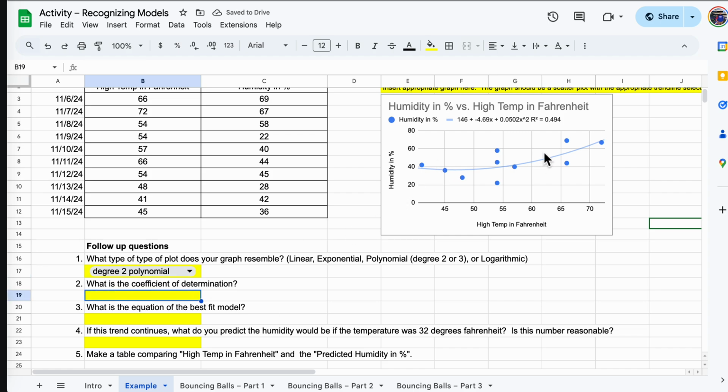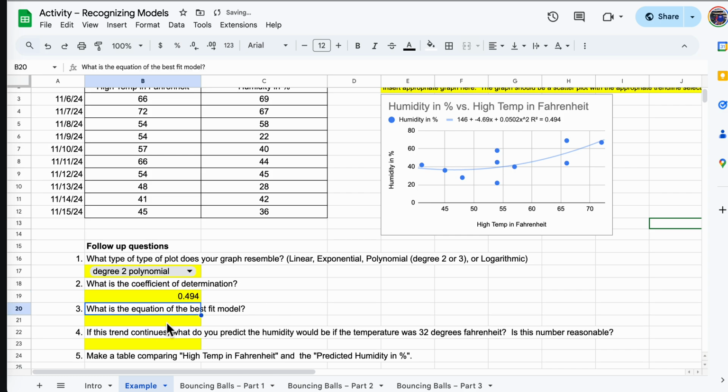The coefficient of determination is your r squared value, so that's 0.494. Not really a strong relationship between the two variables, so we'll just kind of leave it at that. The equation of the best fit model, humidity equals all of this stuff. So I'll write it, instead of using x's and y's, I'm going to use particular values. So hum for humidity, you can abbreviate it in any way that makes sense.